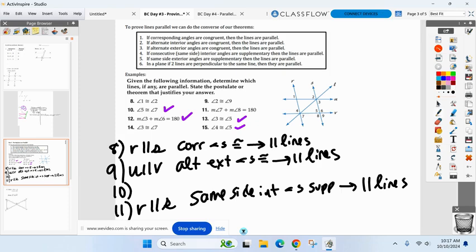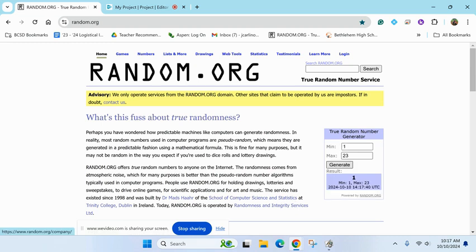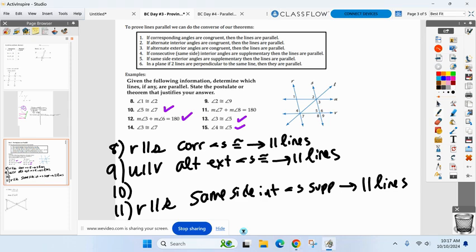Alternate interior. We're good. Finally, and then 15. If 4 is congruent to 5, any parallel lines up there? Connor, back to you. For which one? 15? Yep. If 4 and 5. So 4, 5. U and V would be.